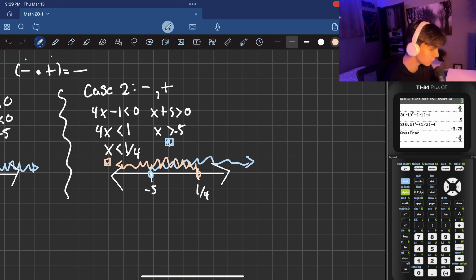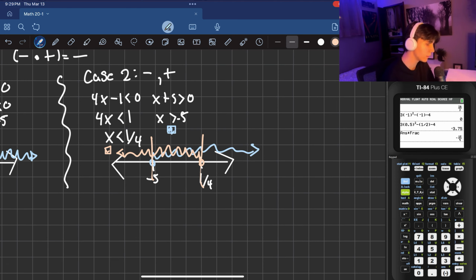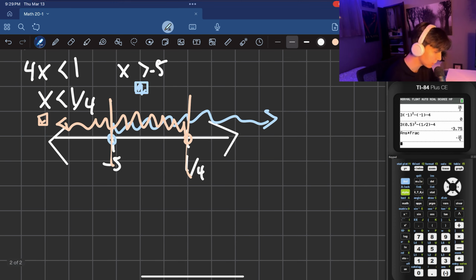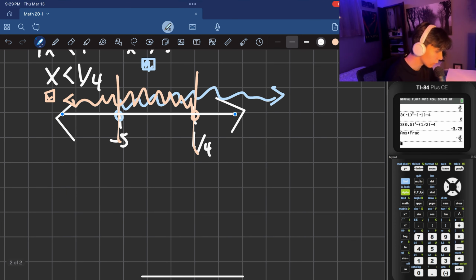So as you notice, when we graph out the two inequalities, this gives us an overlap of sections, okay? So where it overlaps tells you what your answer to this equation is. So since we have an overlap between -5 and 1 over 4, you just put an x between these to represent this inequality.